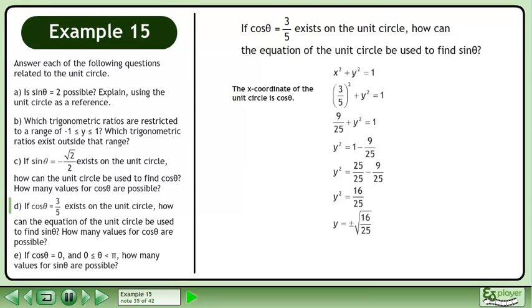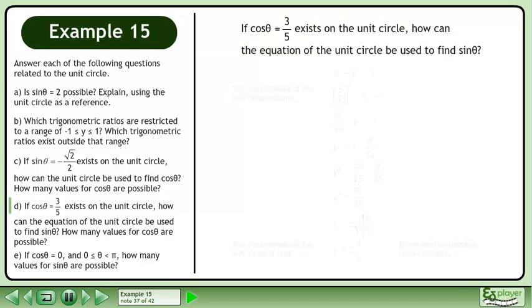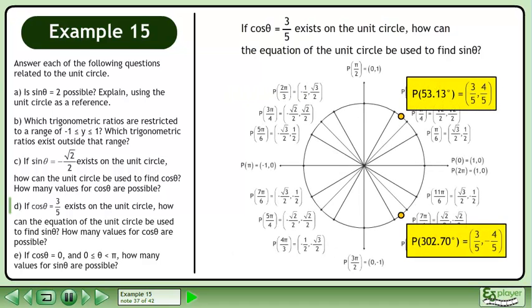Square root both sides of the equation to get y by itself. This gives us y equals positive or negative 4 over 5. The y-coordinate of the unit circle is sine theta, so there are two possible values for sine theta. Two angles are possible, at 53.13 degrees and 302.70 degrees.